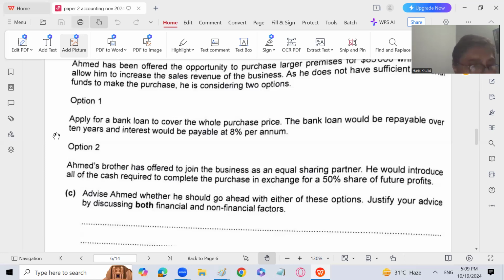Now I'll go for the second one, as I discussed with you, that is going to be the question of ratios. And the third question is going to be for company accounts, which is a difficult one, I believe, right?